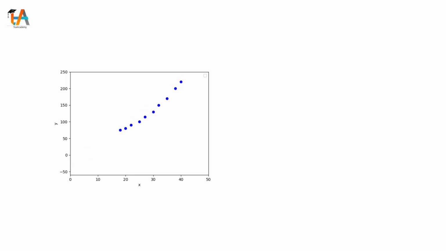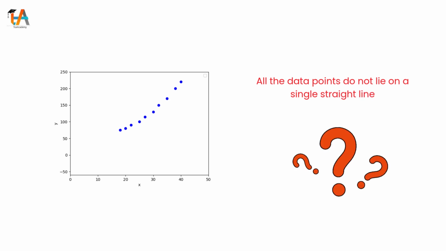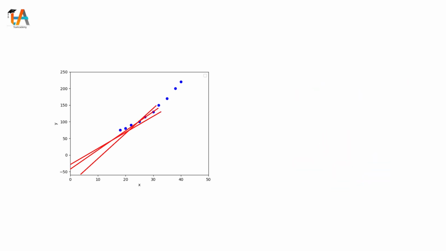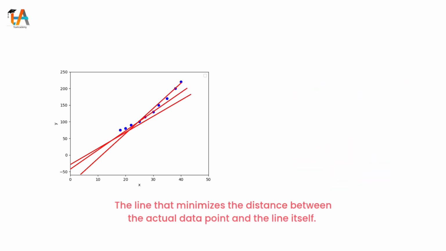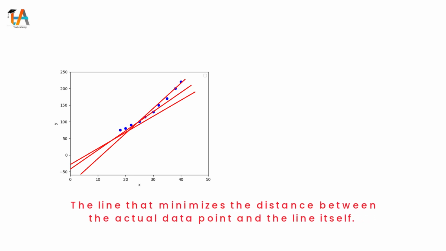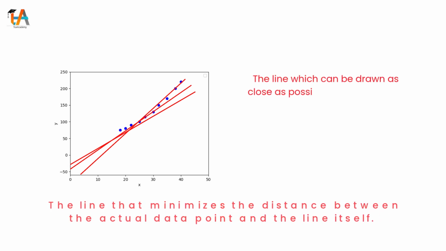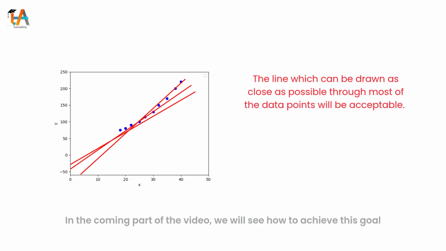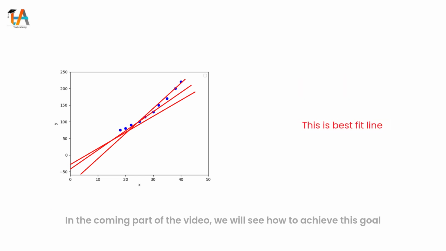Now take this scatter plot, where all the data points do not lie on a single straight line. So, which line would be the best line here? Here, the goal of a data scientist becomes to decide on the straight line that minimizes the distance between the actual data points and the line itself. The straight line which can be drawn as close as possible through most of the data points will be acceptable. This is what is known as the best fit line.